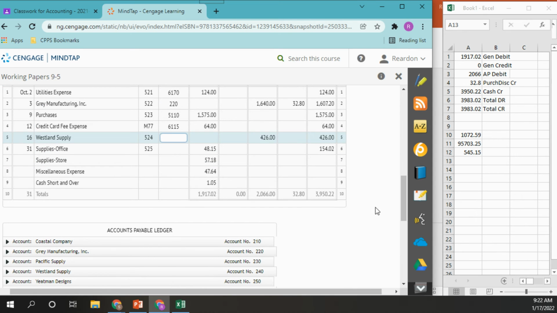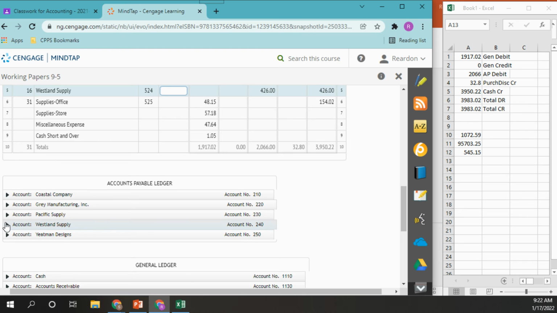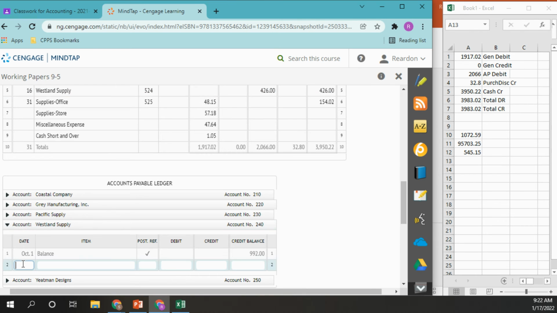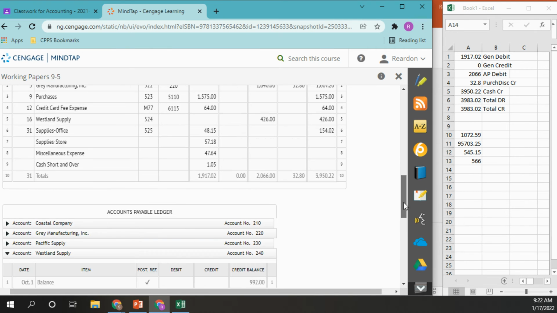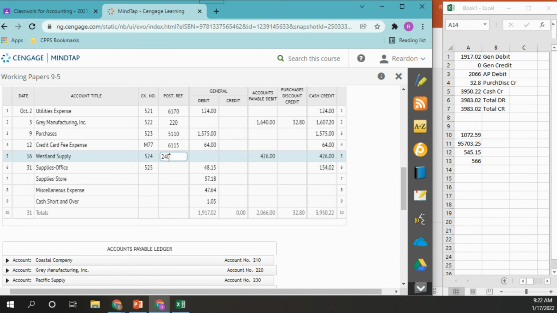Then we come down here to Westland Supply. We're making a payment on account on the 16th. CP 10. We made a payment of $426. Previous credit balance was $992. We're debiting for $426. We're decreasing. Minus $426. Our new balance is $566. Paid off maybe a previous shipment they made to us. $566. That is vendor 240. We get an individual amount over here in the accounts payable debit column.